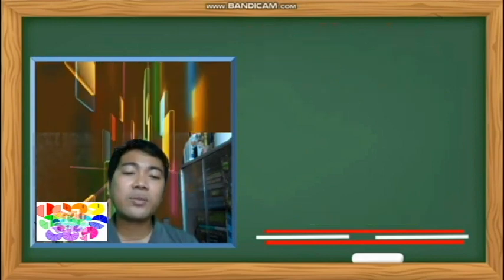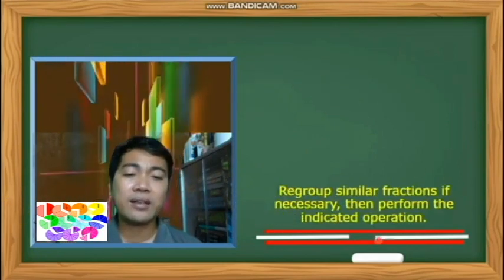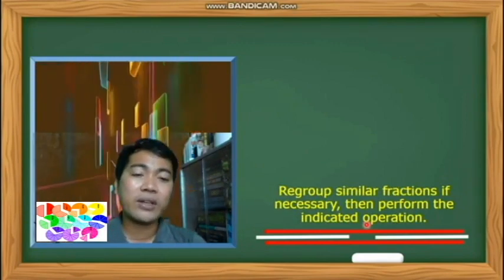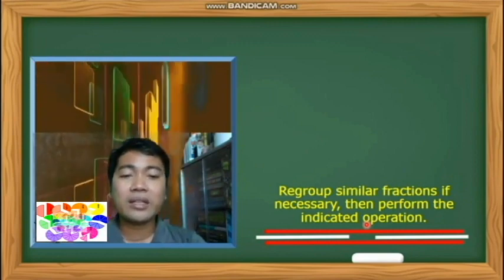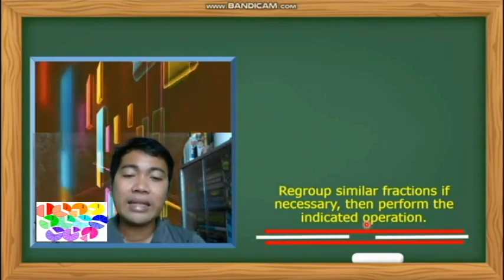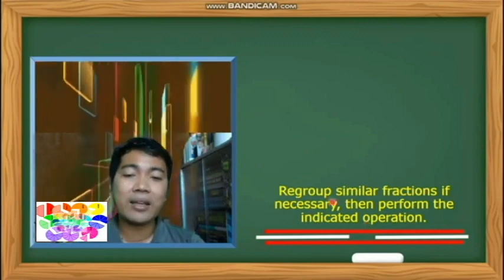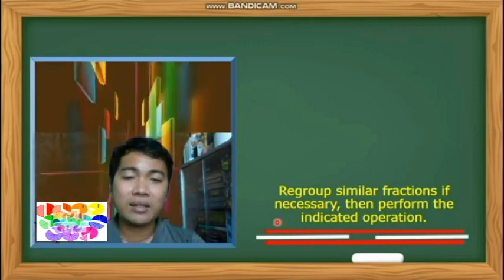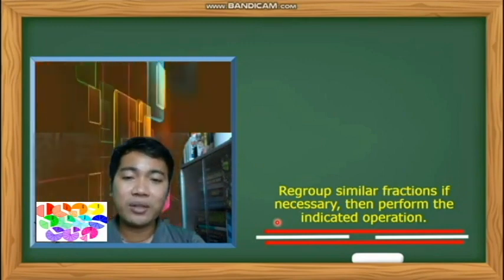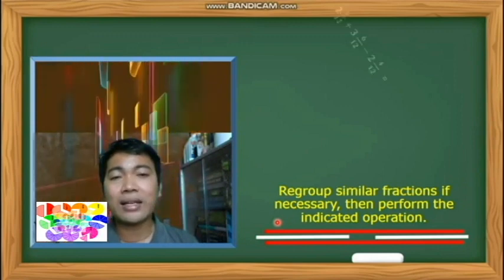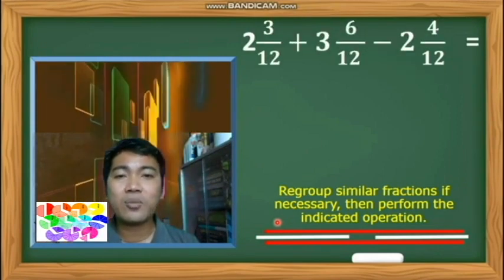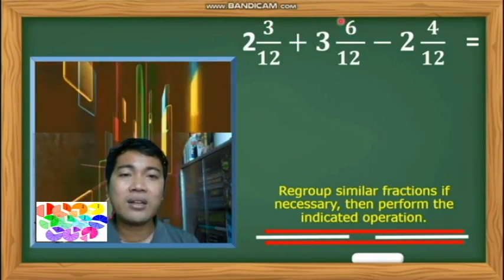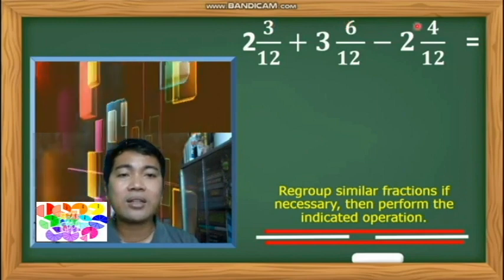Next rule, regroup similar fractions if necessary, then perform the indicated operation. I-regroup na natin ang similar fractions and then perform the indicated operation. Anong sinabi dito? If necessary, kung kailangan lang i-regroup. So, kailan natin siya i-regroup? Kapag hindi natin kayang i-subtract ang dalawang numerator. So, sa tingin natin, itong fractions na ito ay kaya naman nating bawasan. Bakit? Ang first numerator ay 3 at ang 6 kapag i-plus na natin yan, magiging 9, which is greater than 4. Kaya no need na to regroup.